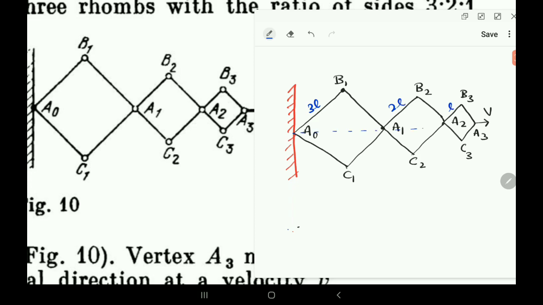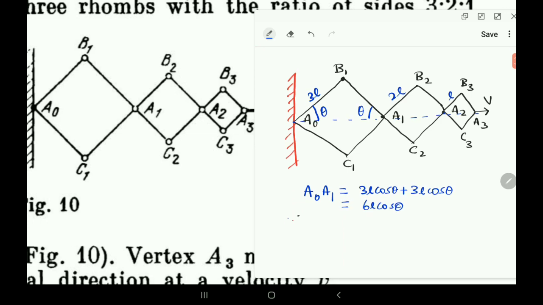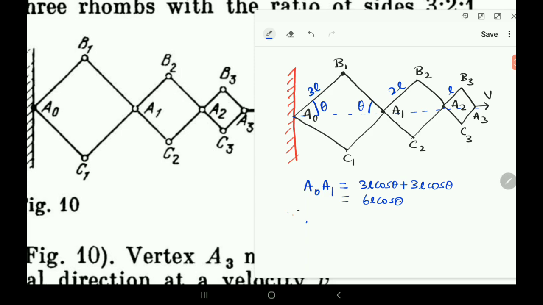So that is the thing I'm going to do. Now I'm going to write the coordinates of A1, A2 and A3. So what will be the coordinate of A3 here? Let's mark the angle. This is theta. So B1 A0 A1 will also be theta, and B3 A2 A3 will also be theta, right? Because the situation is symmetrical, the frame is symmetrical, and the distance A0 A1 will be 3L cos theta plus 3L cos theta, right? So you can find it from geometry. So A0 A1 will be 6L cos theta in totality.